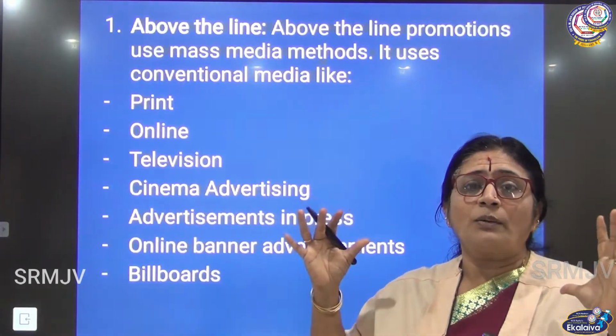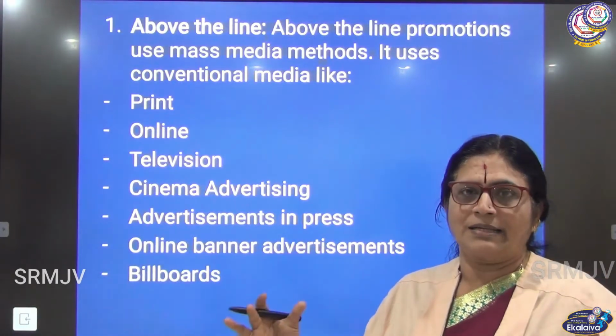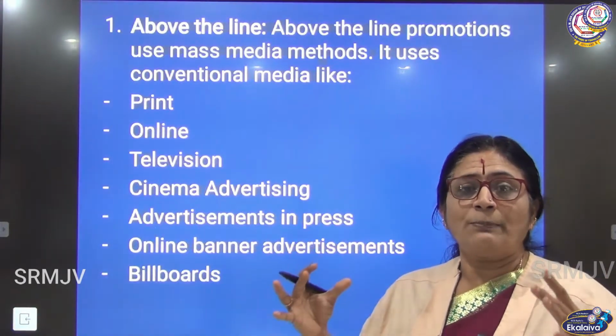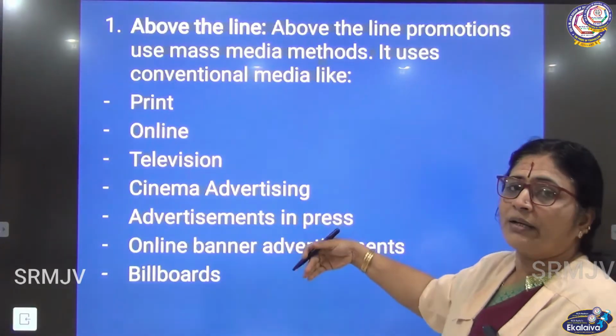You want to cover more number of people. So you want to know that this product is there, it is existing. This is how it is to be used. You want people to buy it. So you want to increase your buyers. So these approaches you can adopt.